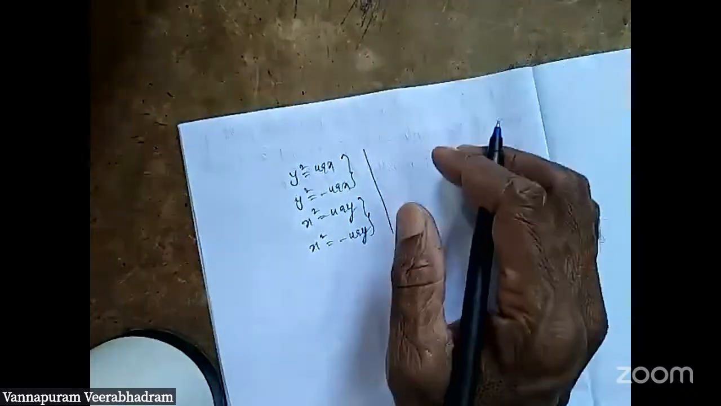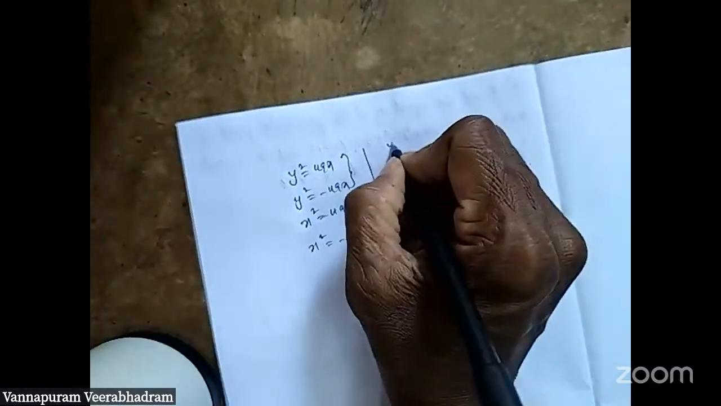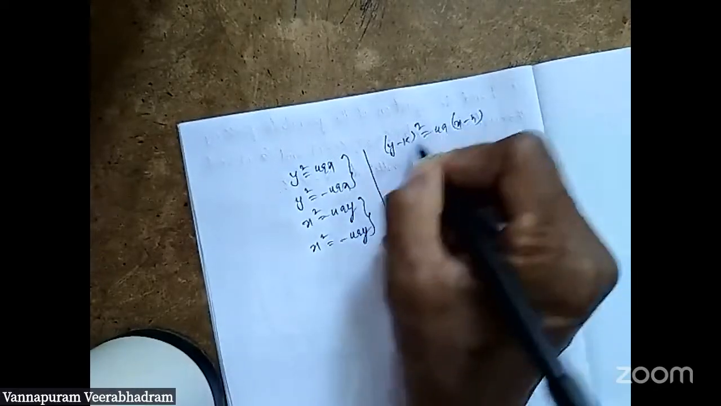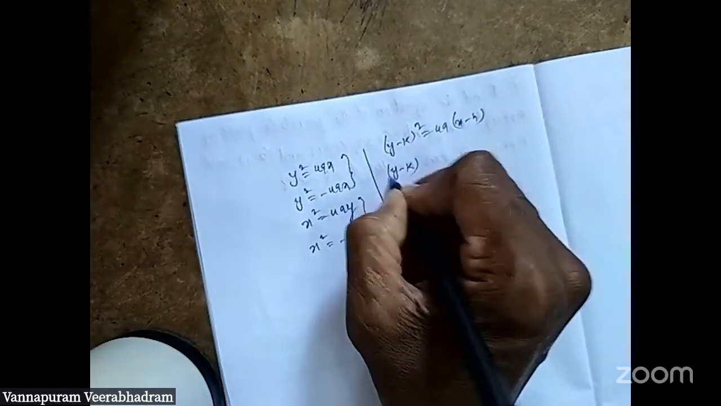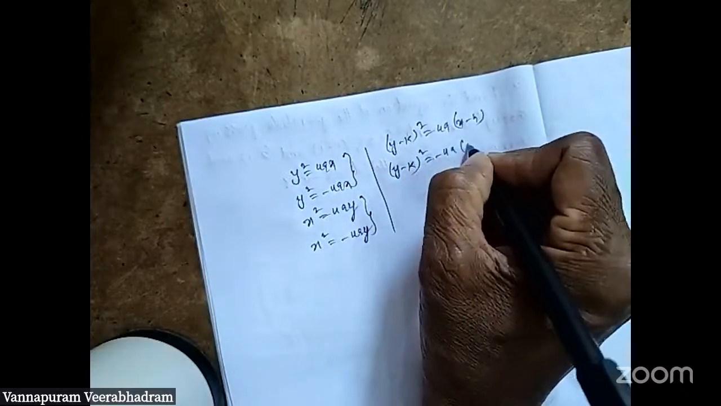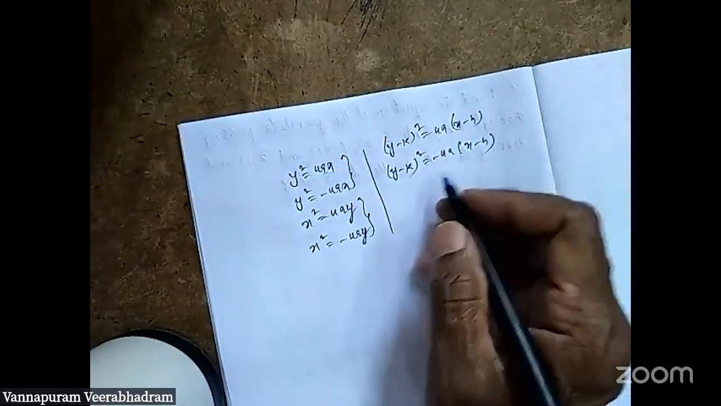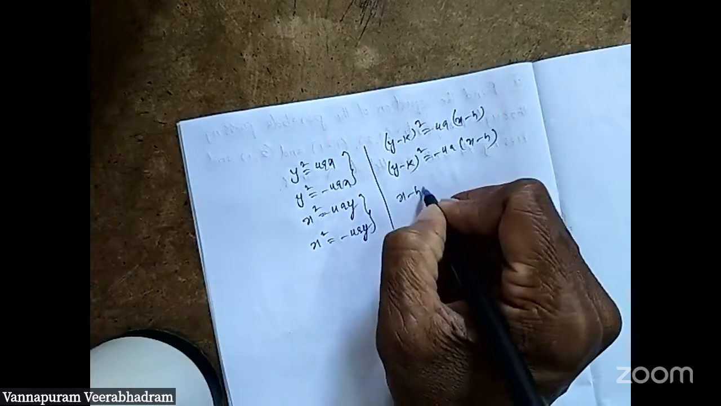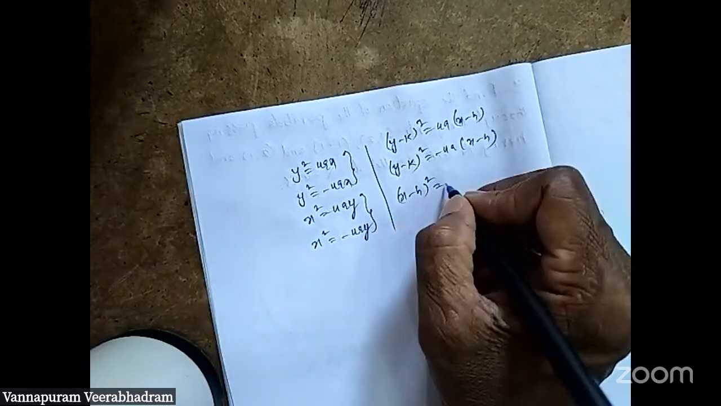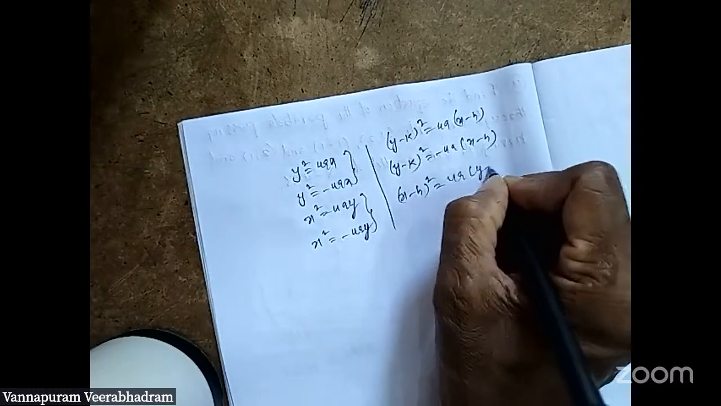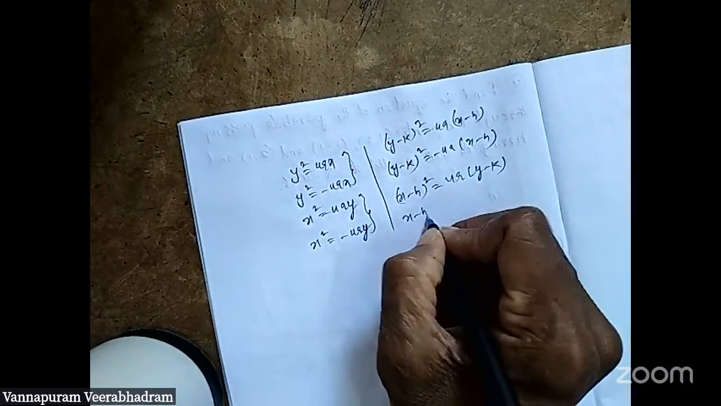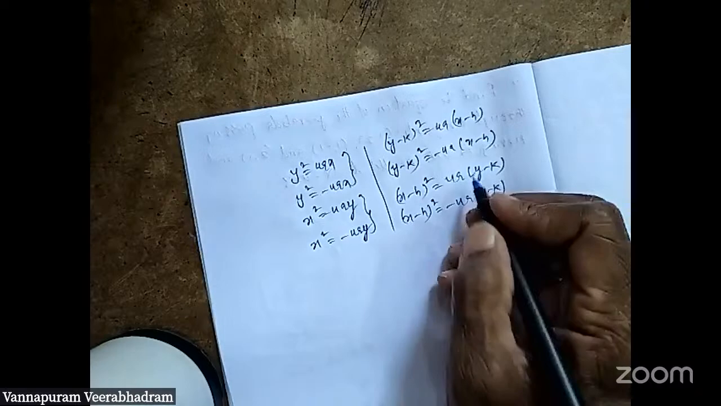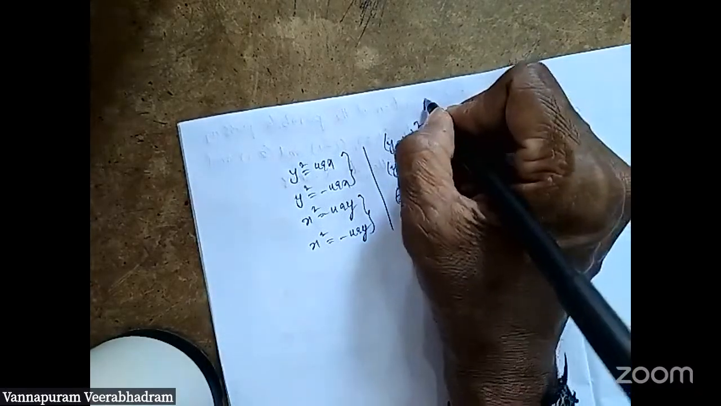Next, the remaining cases are (y minus k) whole square equal to 4a into (x minus h). Again, (y minus k) whole square equal to minus 4a into (x minus h). Next, (x minus h) whole square equal to 4a into (y minus k), and (x minus h) whole square equal to minus 4a into (y minus k). So for these four cases, the vertex is (h, k).